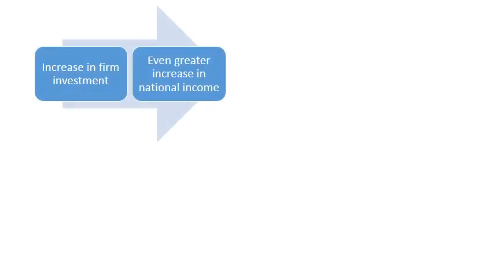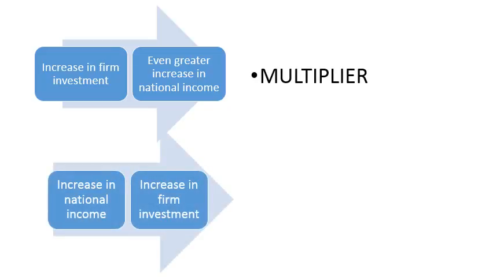So a multiplier process would look like this, with the increase in investment coming first and the increase in national income coming second. And of course, because it's a multiplier, it's a greater than proportional increase in national income. Our accelerator, though, would look like this. Instead, here the increase in national income is coming first, and that's causing an increase in firm investment. So an investment-led multiplier starts with investment, but the accelerator always causes investment.